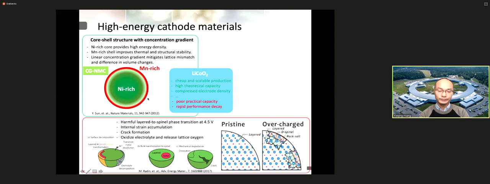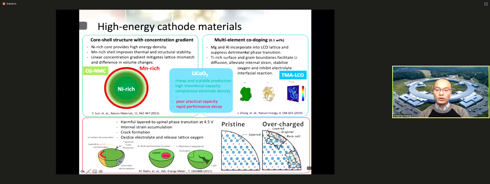The second system is to dope the target LCO system with multiple dopants, and each dopant plays a different role in the new system, and they work together to enhance the performance of the particle.